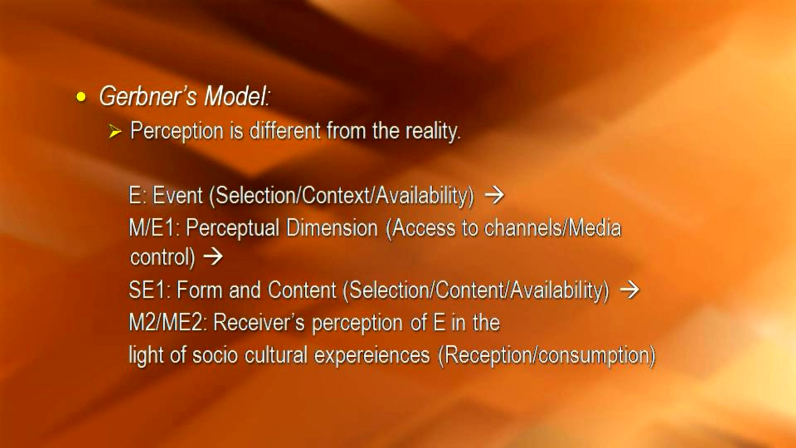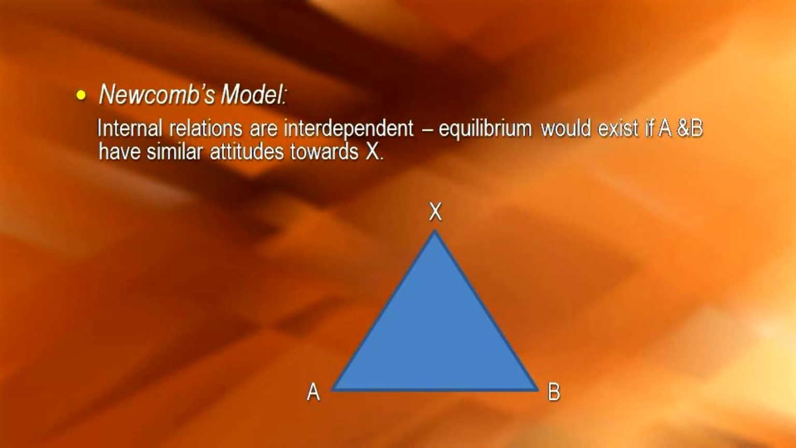That was George Gerbner's model. And the next model that we're going to discuss now is Newcomb's model. I'm sure you must be finding these models really interesting. When you look around you in the social context, you would see that these models are actually being made use of. You can see them happening around you.